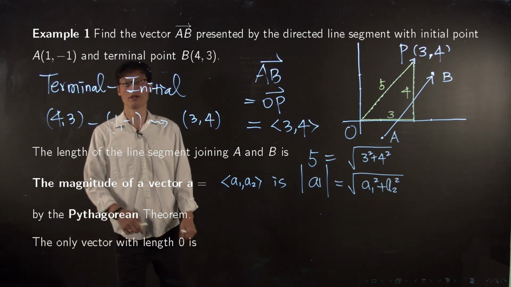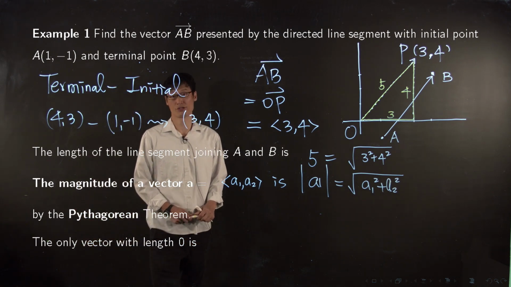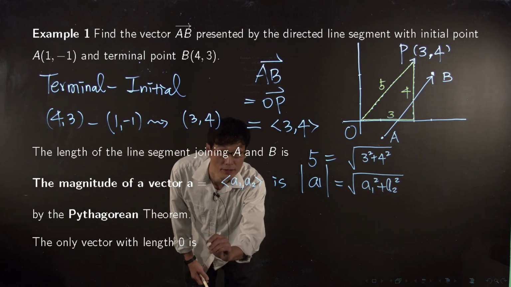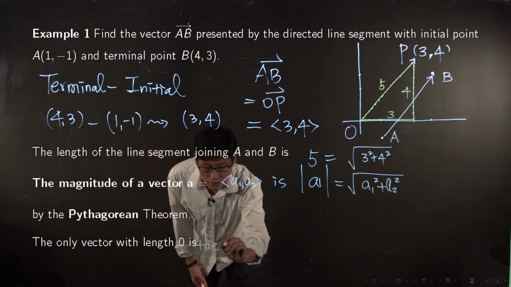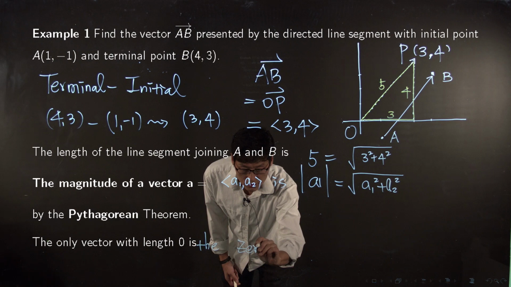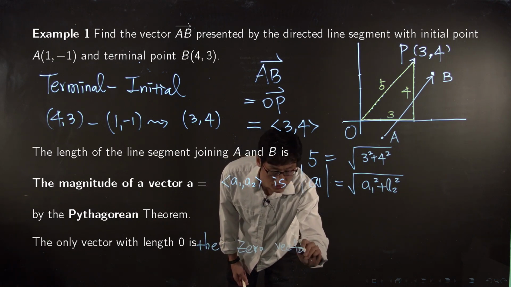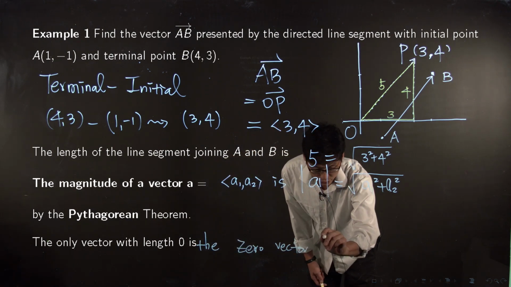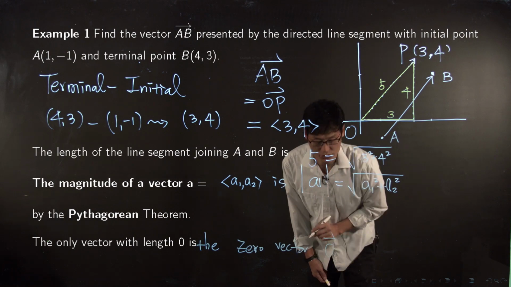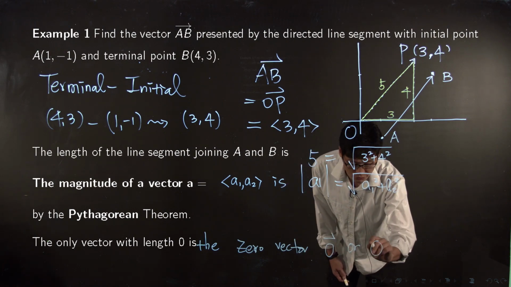The only vector with length 0 is the 0 vector. The quick notation is, well, you can put an arrow on top of 0 or boldface 0.